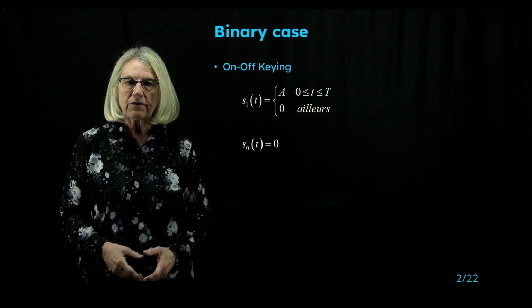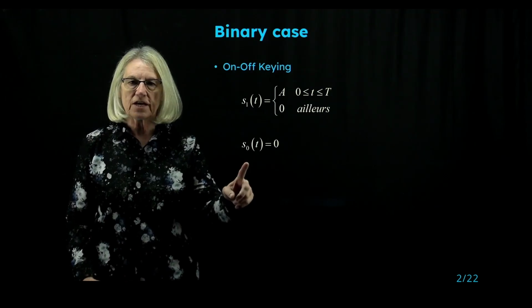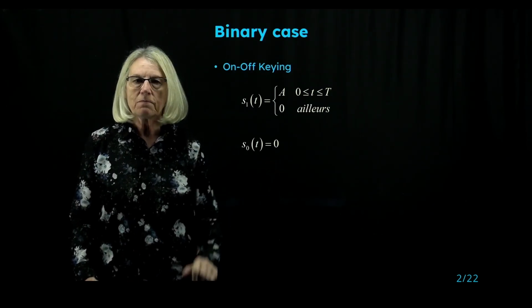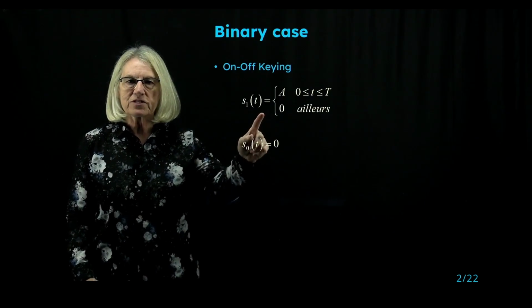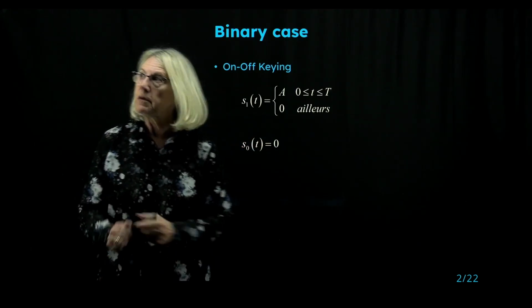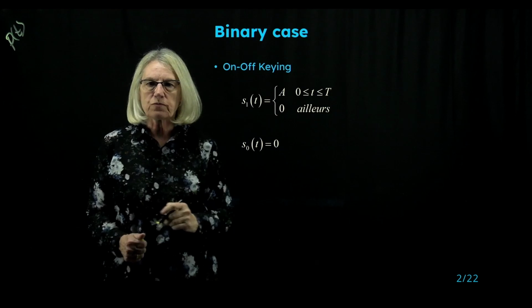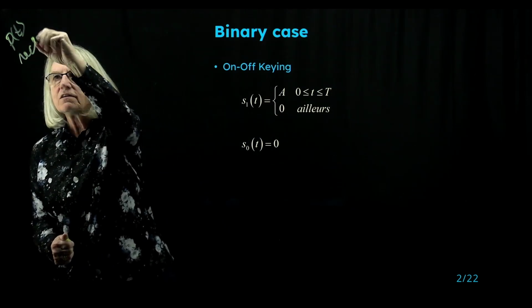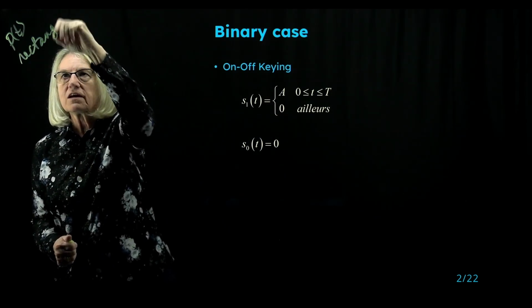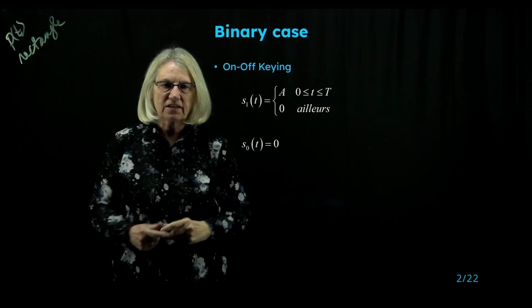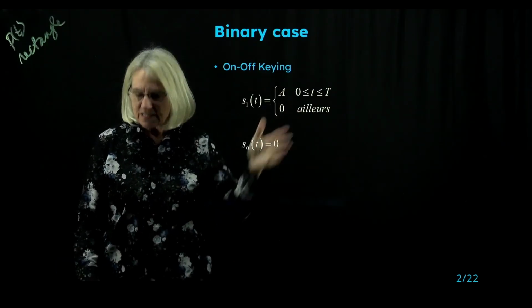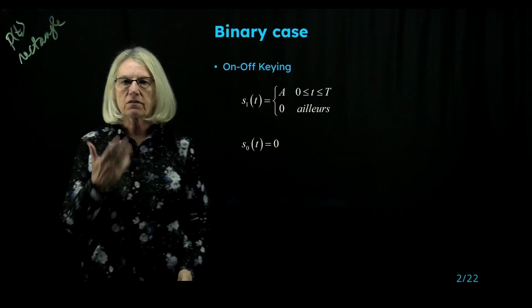So remember the binary case, we had signal logical 0, which was 0. And in this case, I'm going to assume that my P of t, which was my waveform, is some rectangle, so that it's just 0 outside of the bit interval. So then I would have this simple equation for the binary case.